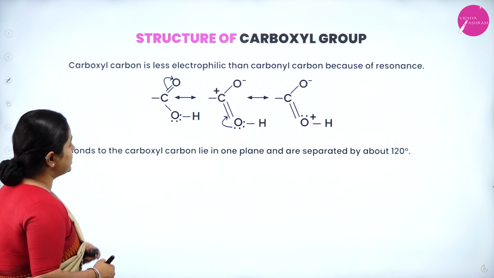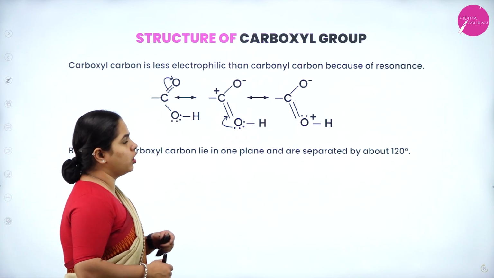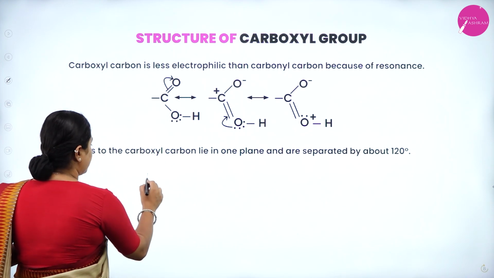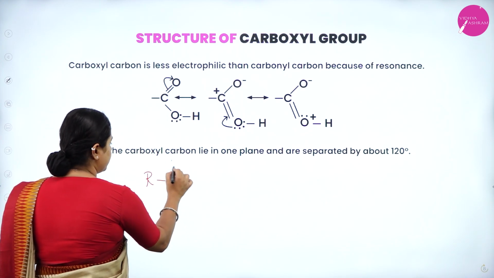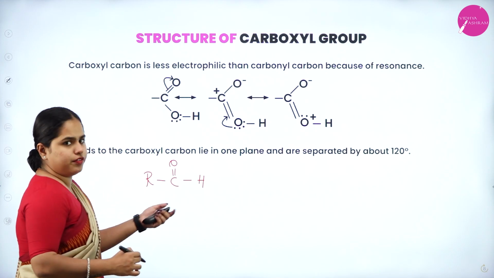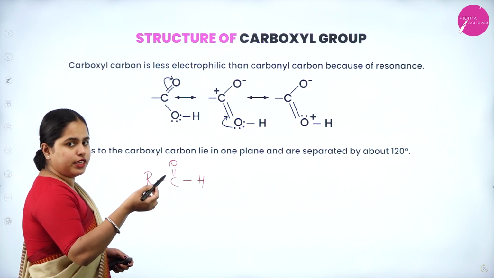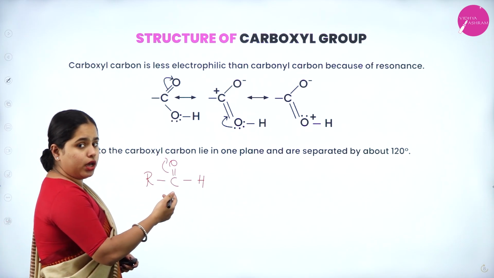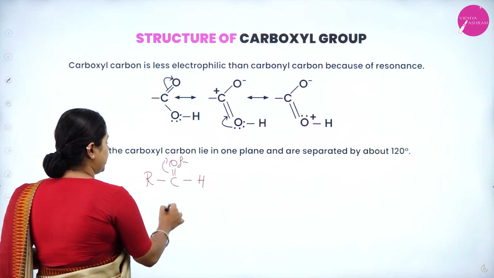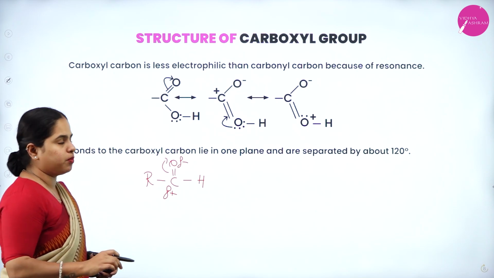Carboxyl carbon is less electrophilic than carbonyl carbon because of resonance. So carbonyl carbon, it is just this one, right? So for example, I have taken an aldehyde. Here, because of the more electronegative nature of oxygen, this will be a polar bond where oxygen will have a partial negative charge, and carbon will have a partial positive charge.